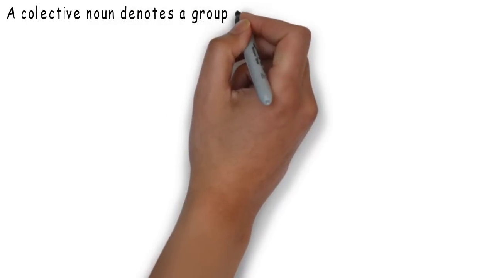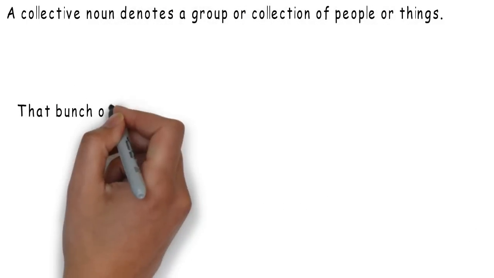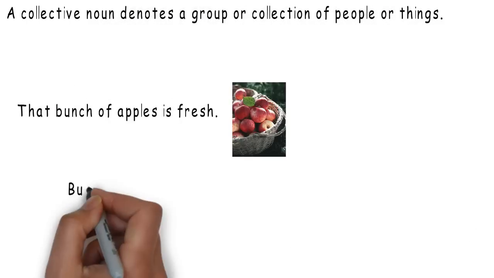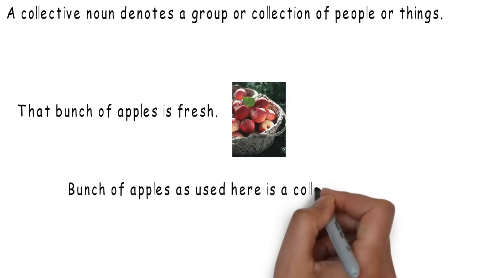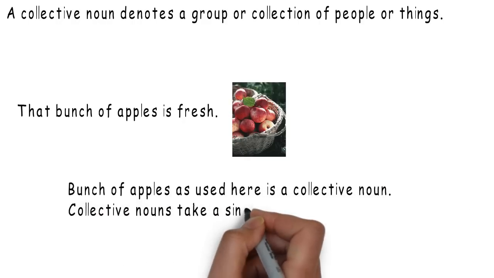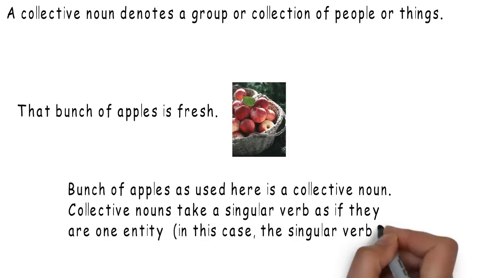A collective noun denotes a group or collection of people or things. That bunch of apples is fresh. Bunch of apples, as used here, is a collective noun. Collective nouns take a singular verb as if they are one entity. In this case, the singular verb is.